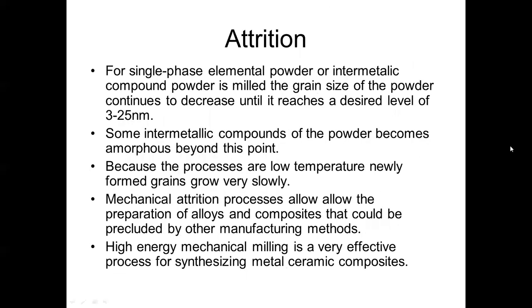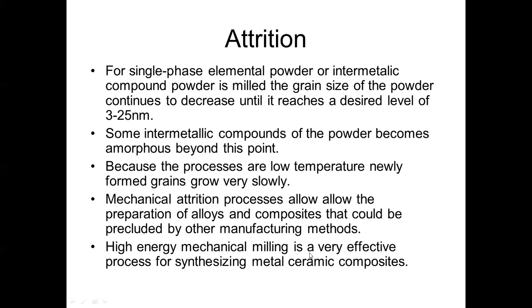So attrition for single phase elemental powders or intermetallic compound powder is milled to the grain size and continues to decrease until we reach a desired level. And most of the time, these are in the nanometer range, 3 to 200 or something like that. So intermetallic compounds of the powder become amorphous beyond this point, below 3 to 25 nanometers, because the processes are low temperature. These newly formed grains tend to grow slowly. So mechanical attrition processes allow the preparation of alloys and composites that could preclude other manufacturing methods.